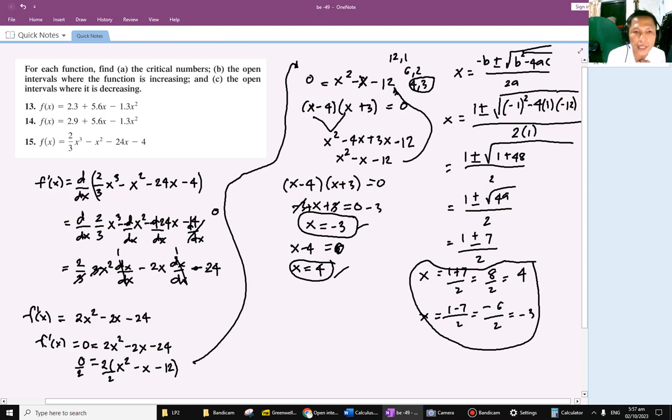So you can just graph. Let's say I'll make points from negative 4 up to a positive 5.